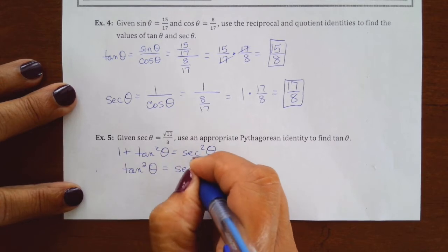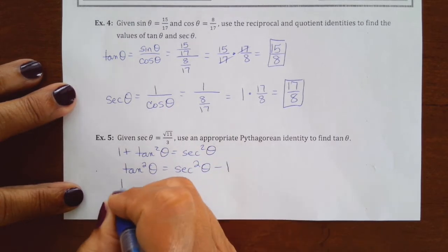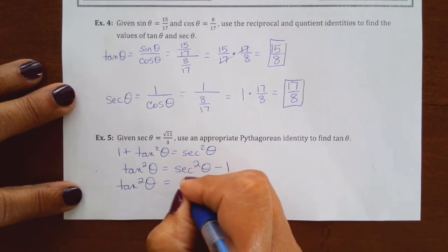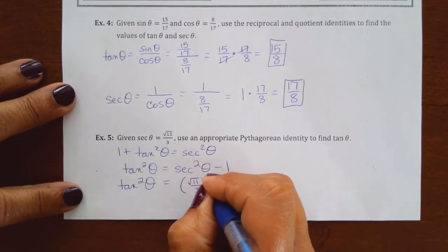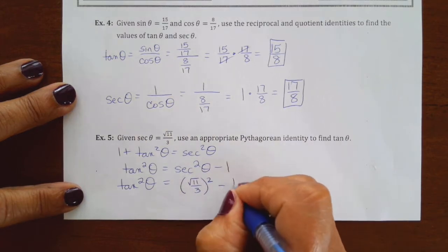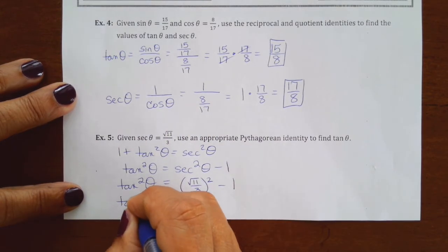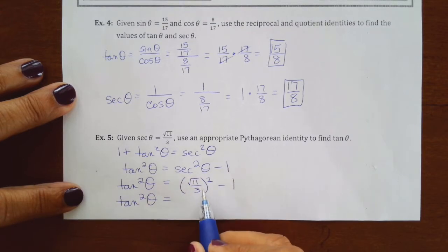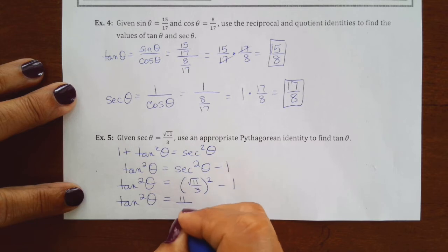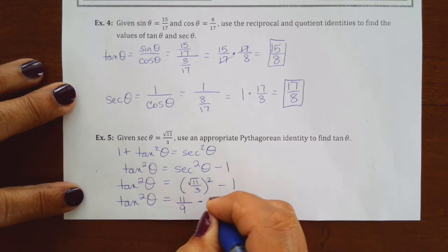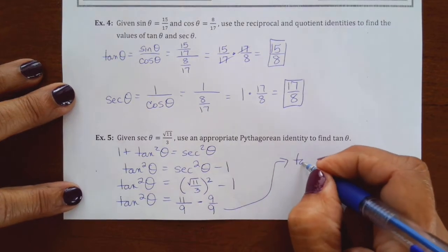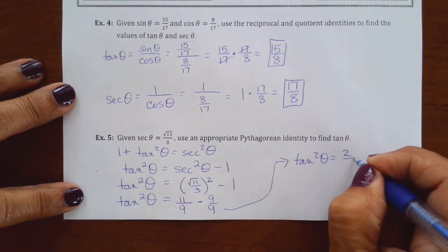Okay, so that gives me secant squared minus 1. All right, so I am going to put in what they gave me for the secant. The secant was the square root of 11 over 3, but I have to square it because this is the secant squared. And then I'm going to do minus 1. So now I'm going to get the tangent squared of theta equals, if I square both top and bottom, the square root of 11 times the square root of 11 is 11, and the square root of 3 squared is 9. Since I have a common denominator problem, I'm going to write 1 as 9 over 9. So now I have that the tangent squared is 2/9.